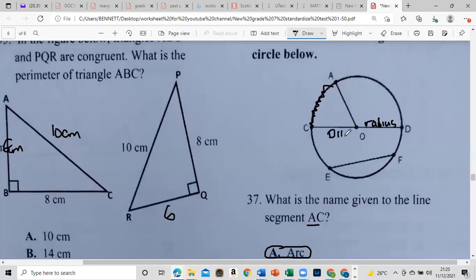Remember, the diameter is a line drawn from the circumference through the center of the circle and sitting exactly on the circumference. This one right here would be a chord. And this portion right here would be a segment. And this right here could be called a sector, right? Either one of them is called a sector.